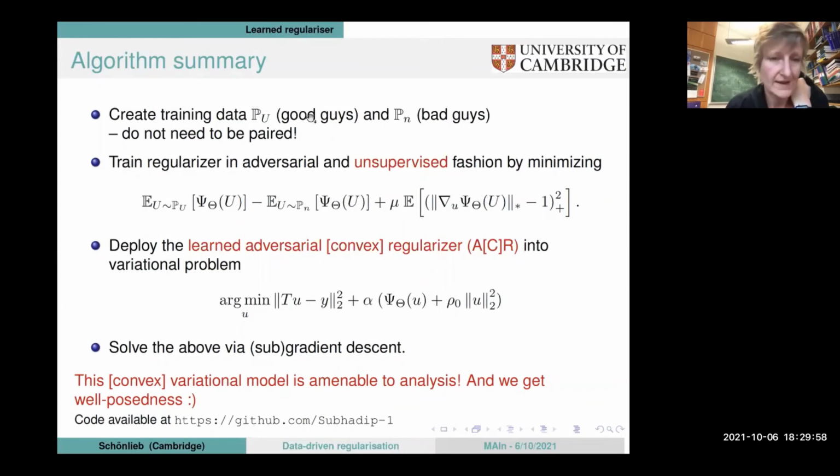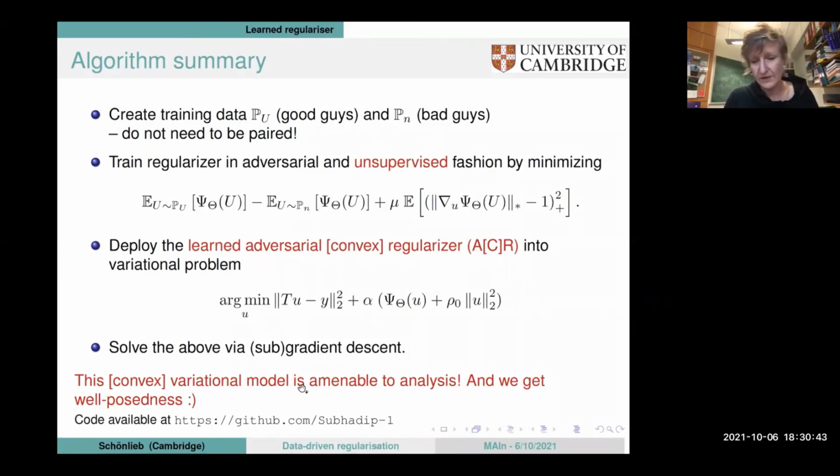So the first thing is I'm creating the 2 data sets, okay, the PU and PN. So then I train the regularizer by optimizing the network parameters theta for this loss function. And then once I've done that, I take the learned regularizer, that could be convex or non-convex, depending on how I parameterized it, and I put it back into the variational problem. Okay, and then I use some numerical approach to solve this. Here we have been a bit lazy. We use just subgradient descent.